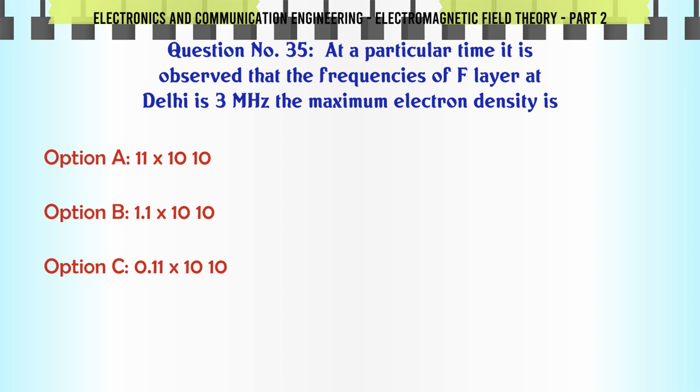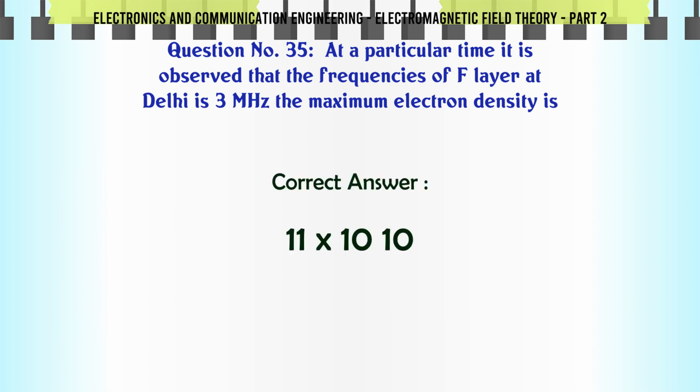At a particular time it is observed that the frequency of the F layer at Delhi is 3 MHz. The maximum electron density is: A 11×10^10, B 1.1×10^10, C 0.11×10^10, D 11×10^12. The correct answer is 11×10^10.